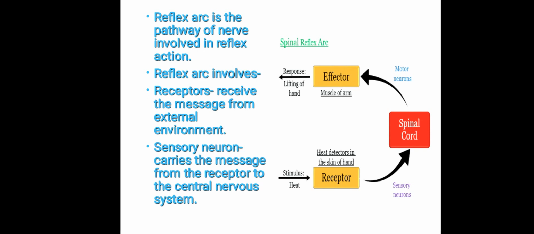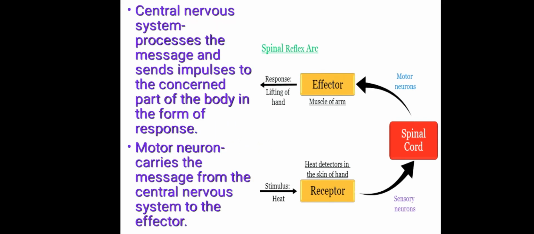The sensory neuron carries the message from the receptor to the central nervous system. Then from there, the central nervous system processes the message and sends impulse to the concerned part of the body in the form of response. Motor neurons carry the message from the CNS to the effector, and we automatically respond by lifting the hand.